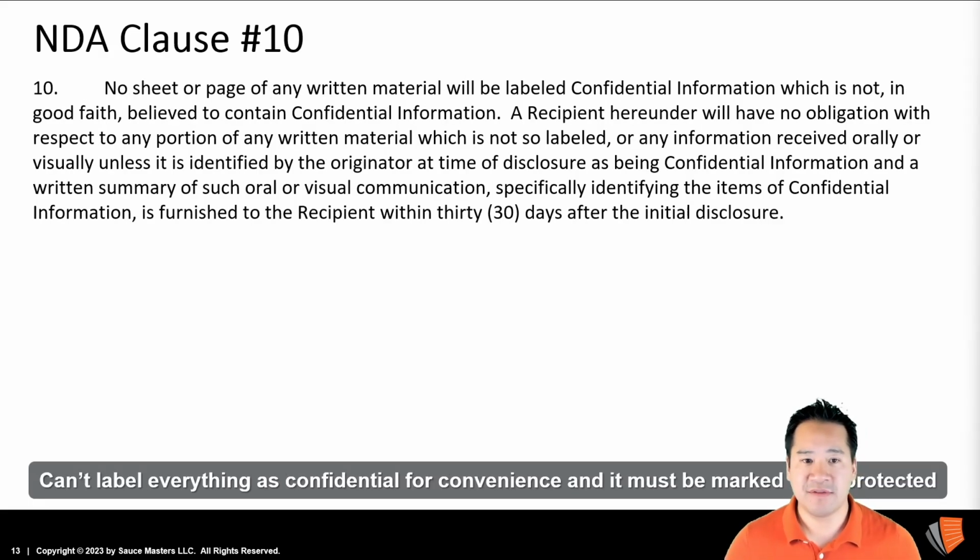Clause number 10, this effectively means if there is a piece of paper, something in writing, if it doesn't have a label, if it's not marked as confidential, then you don't have to treat it as confidential. And the whole intent of an NDA is to identify what's confidential, mark it as confidential, and then the protections and the provisions and all these clauses we're talking about, it applies.